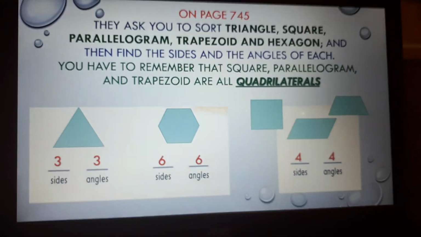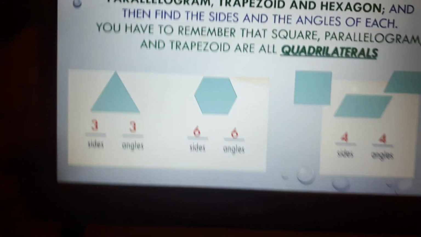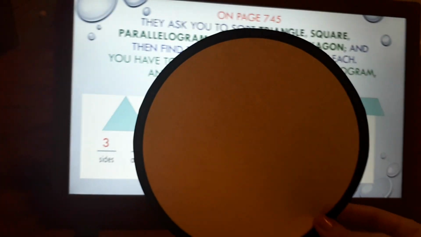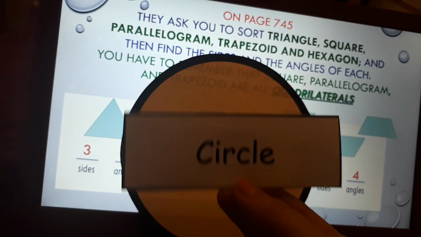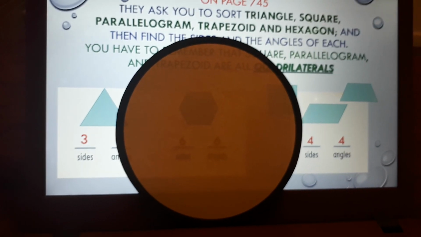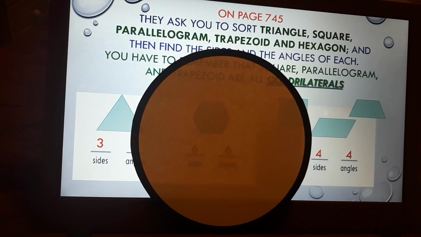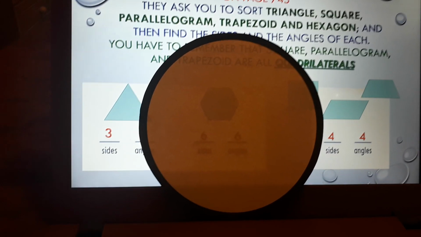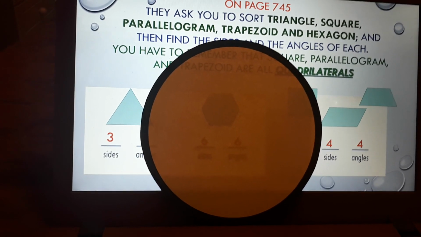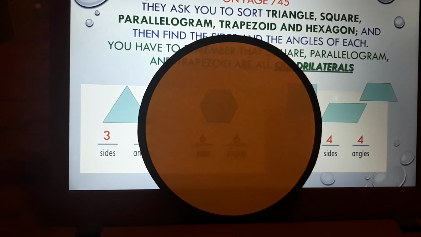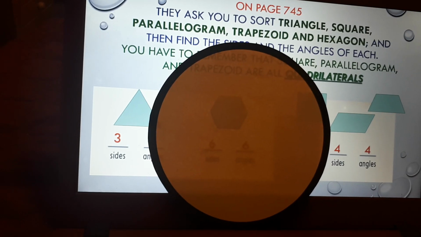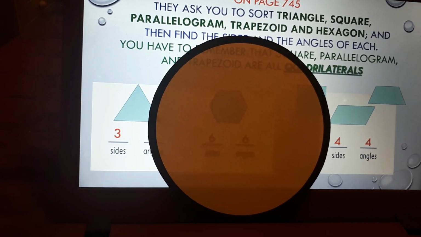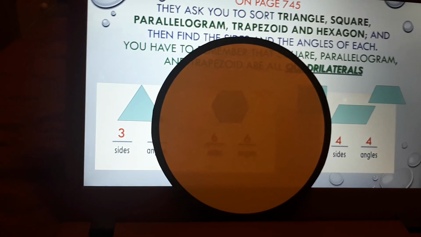Now, I finished my lesson for today, but I want to ask you one single question. Who can remember what this shape is? It is a circle. How many sides and angles does a circle have? Excellent. No sides, no angles for the circle. So what you will write for circle is 0. 0 sides and 0 angles for circle.